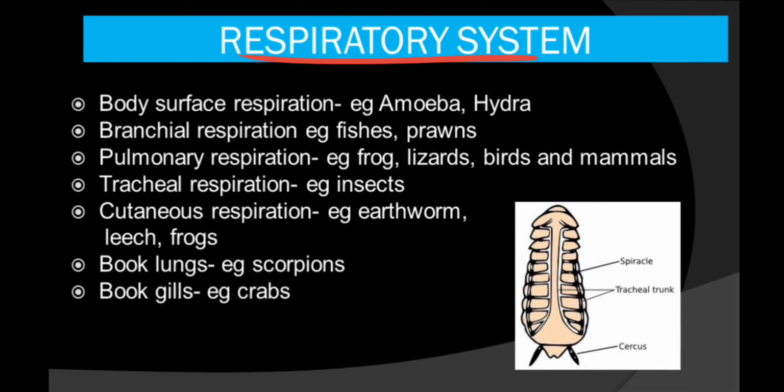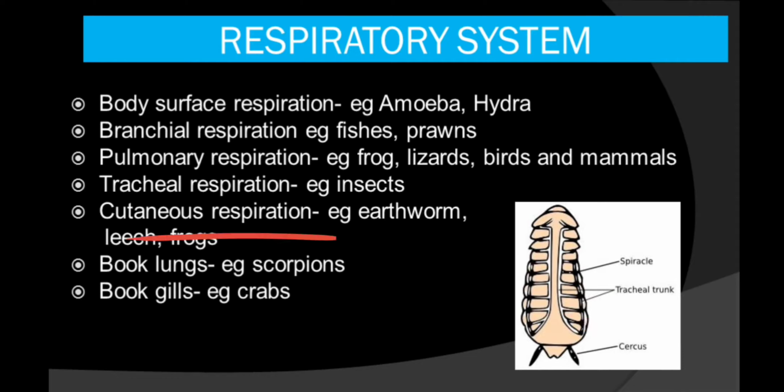In different animals there are different parts for breathing. So what are those parts? Here you will see that amoeba and hydra do respiration from their body surface. In fishes and prawns you will observe branchial respiration. In frogs, lizards, birds and mammals you will observe pulmonary respiration, which takes place through the lungs. In insects you will see tracheal respiration. Observe this figure: these all are the tracheae from which the insects take the air in, and this opening is known as the spiracle.